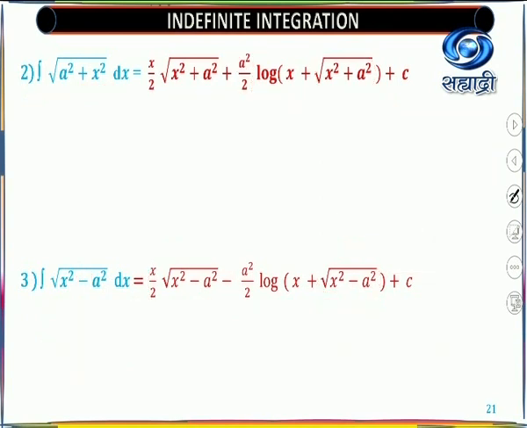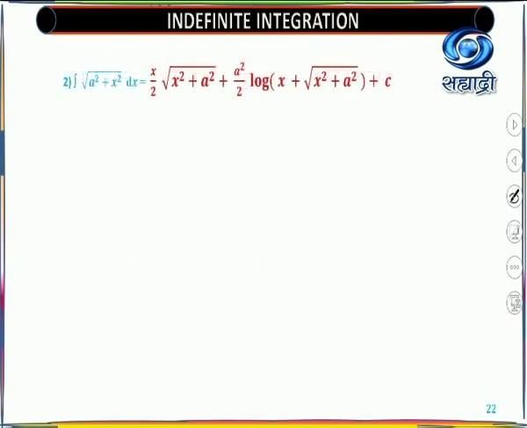Why am I comparing here with the last lecture? Because you must remember this formula. Now we'll see how to simplify the second one. You are able to solve the third one also. Now we'll integrate as usual.